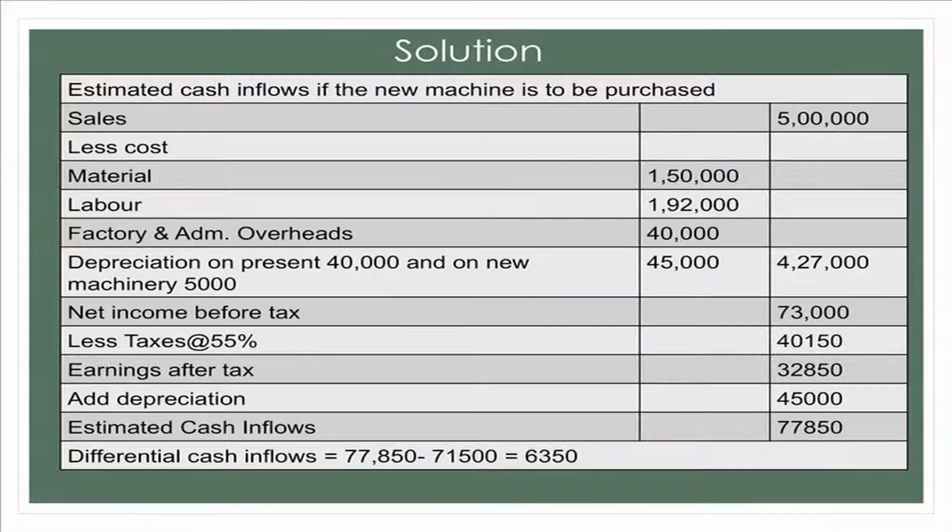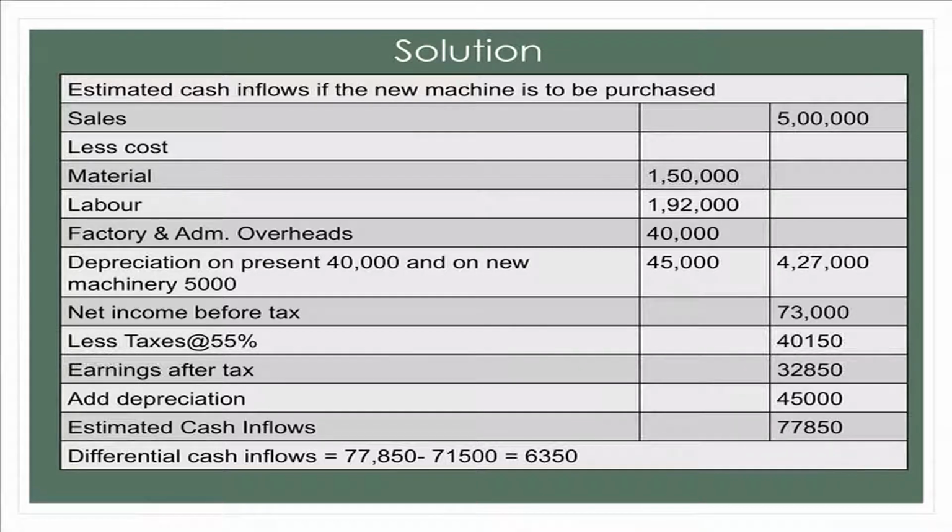From 2 lakh we have subtracted 8,000. Factory and administrative overheads are 40,000. Depreciation on the present machine is 40,000 as it is depreciated fully, and on new machinery 5,000, computed using the formula: cost of the new asset 40,000 divided by 8, that is 5,000. So, total depreciation is 45,000. Net income before tax now would be 73,000.